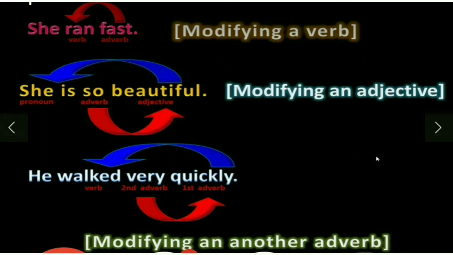In the last sentence, he walked very quickly. Here the adverb word is quickly and the second adverb word is very. Here very is modifying another adverb word, that is quickly. So here it is modifying another adverb.